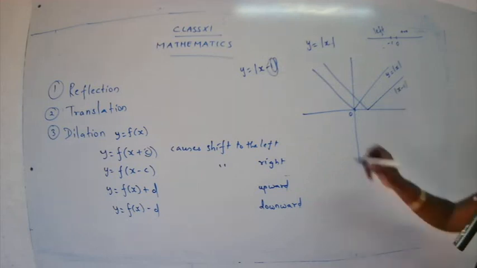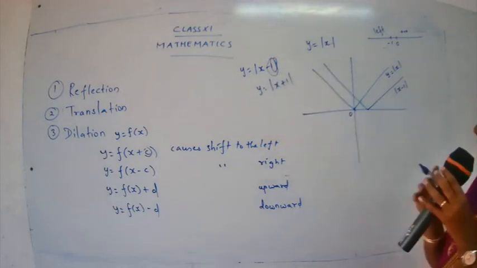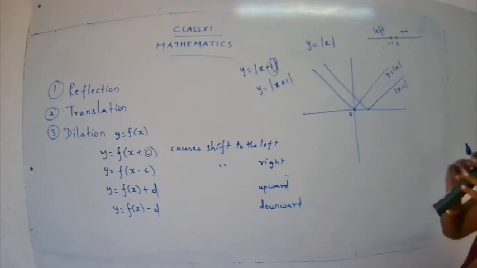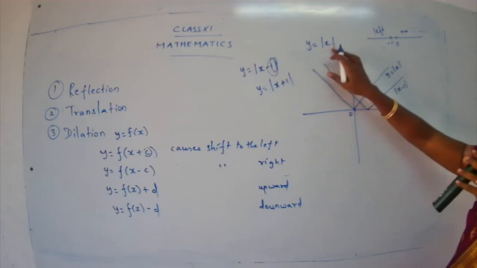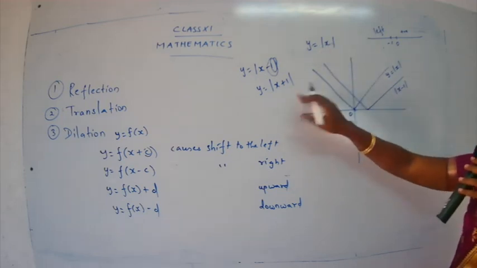Okay, let's go for y is equal to mod x plus 1. Remember, when you have minus 1, you are going to move to the right, and when you have plus 1, you are going to move to the left. What is the original function? We have the function y is equal to mod x. Now what are you going to find out? Mod x plus 1.